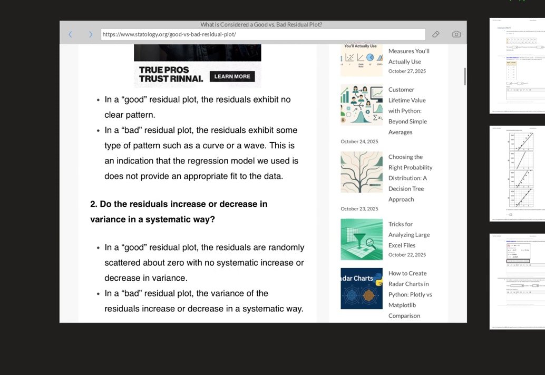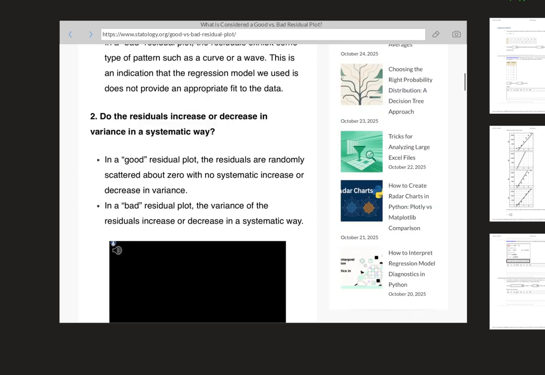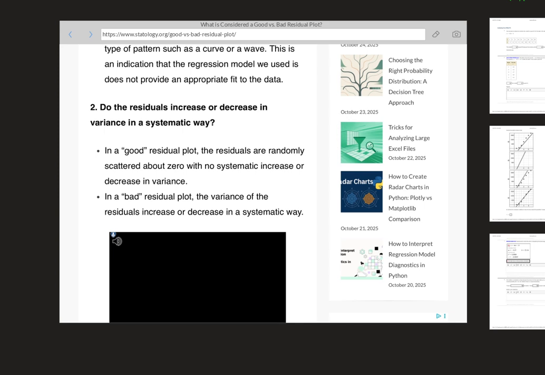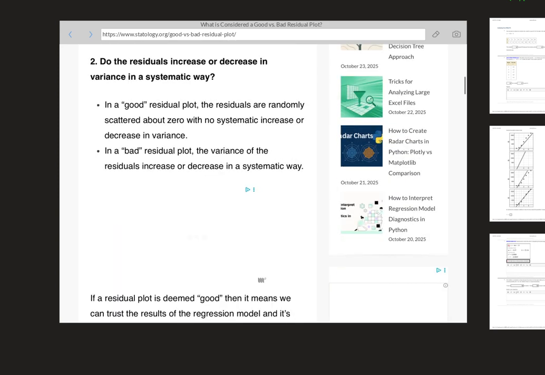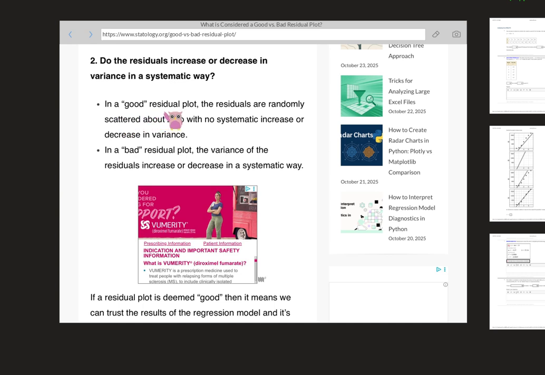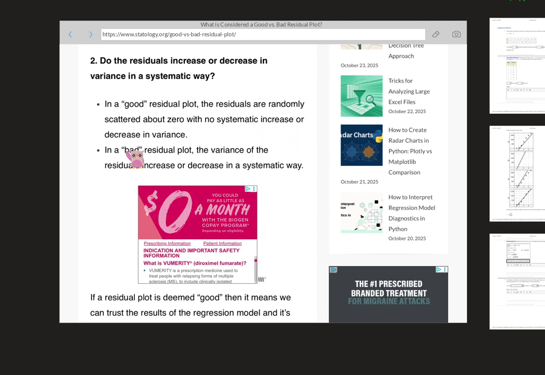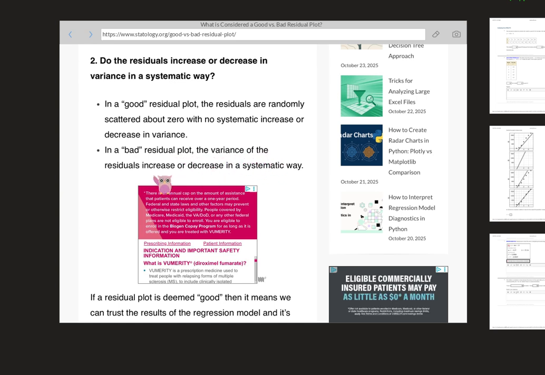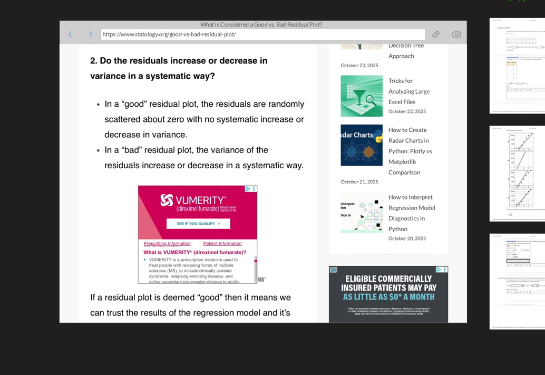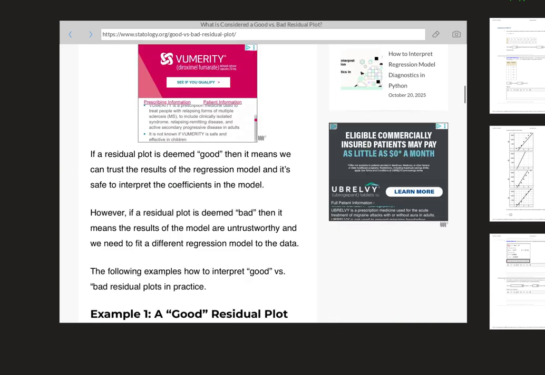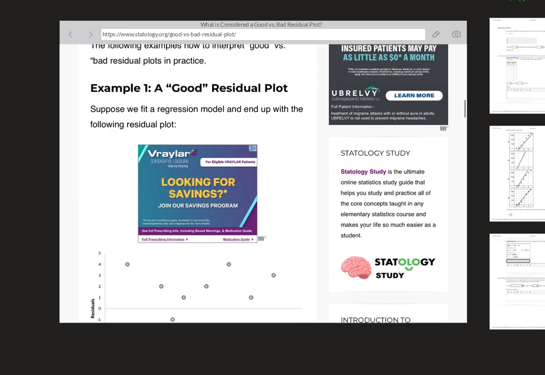Do the residuals increase or decrease in variance in a systematic way? So what does that mean? Well, in a good residual plot, the residuals are randomly scattered about the zero. There's no systematic increase or decrease in variance. In a bad residual plot, the variance of the residuals increases or decreases in a systematic way. Again, if you're like, what does that mean? Let's just keep going. So here's an example of a good residual plot.